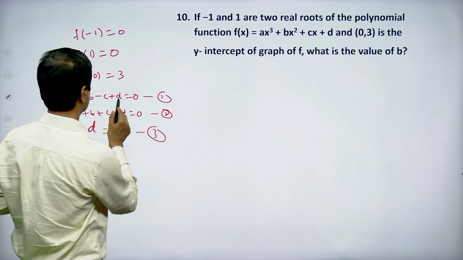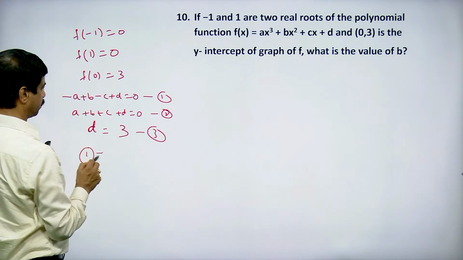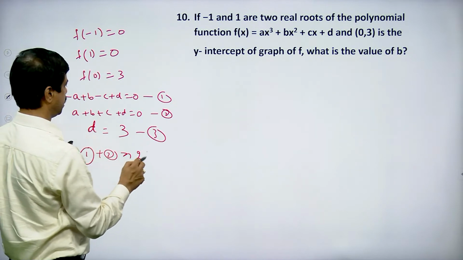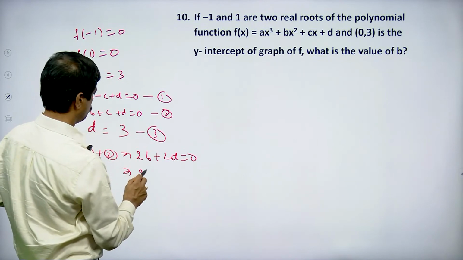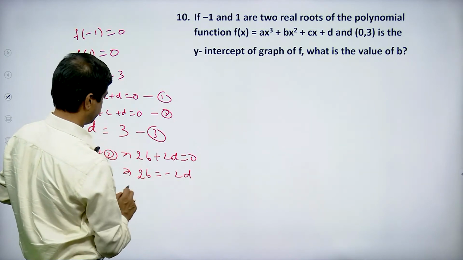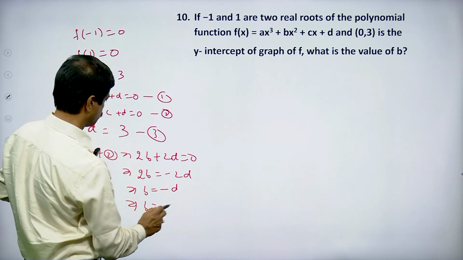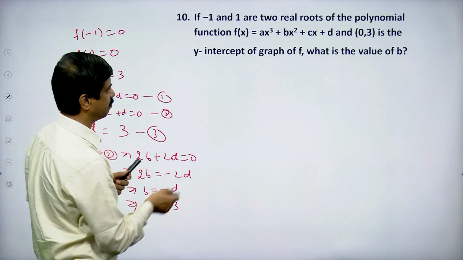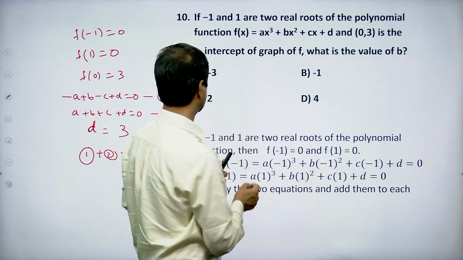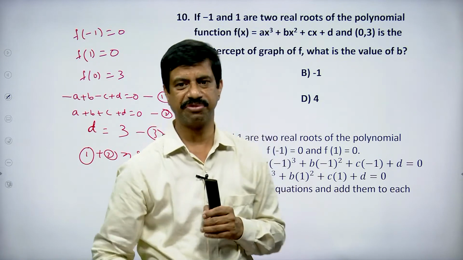So now d equal to 3. If you add 1 plus 2, it implies 2b plus 2d equal to 0. 2b equal to minus 2d. b equal to minus d, which means minus 3. We wanted to find the value of b, so we are getting it as minus 3. So the option is 1, A. Right, children? Please note it fast, quick.